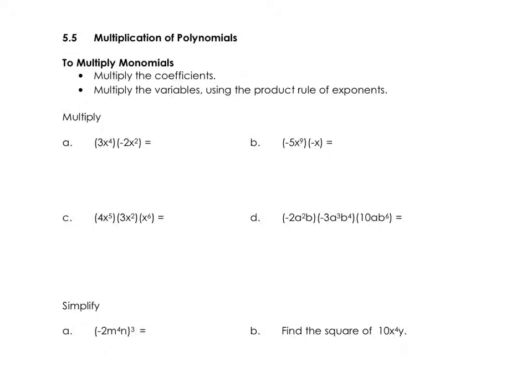Section 5.5, Multiplication of Polynomials. To multiply polynomials, multiply the coefficients, multiply the variables using the product rule of exponents. So we have 3x to the fourth times negative 2x squared.